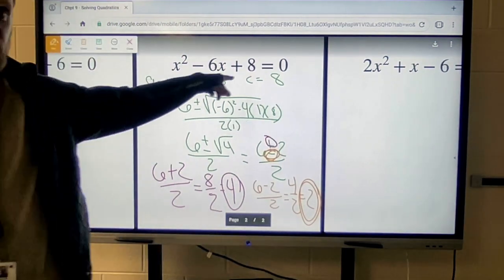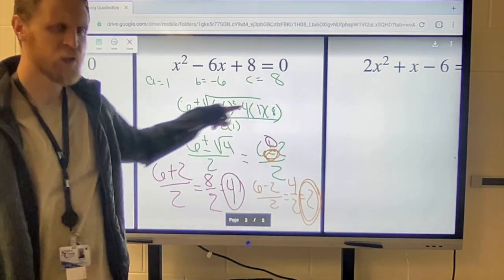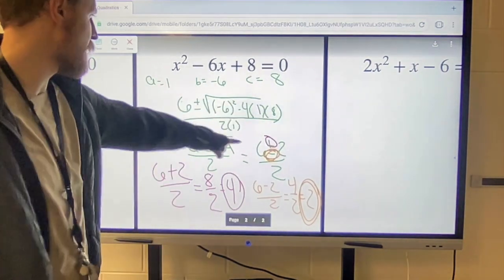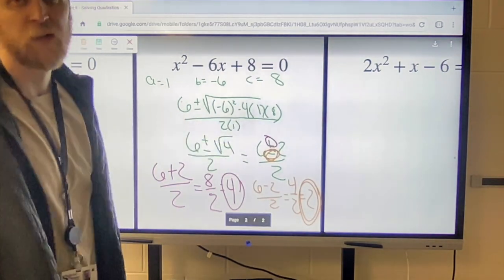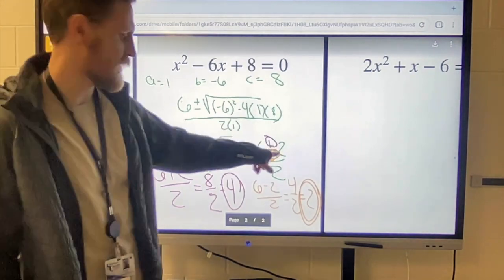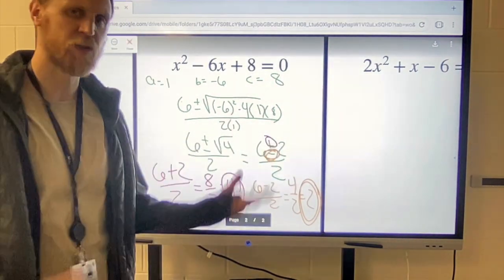So I just took the A, the B, and the C. I put them where they go. I did the stuff that's underneath the square root. We call that the discriminant. I typed all that in my calculator, hit enter, and it gave me a 4. And then I know the square root of 4 is 2. That's where that 2 came into play. And now we just split it into two different parts, a plus and a minus.